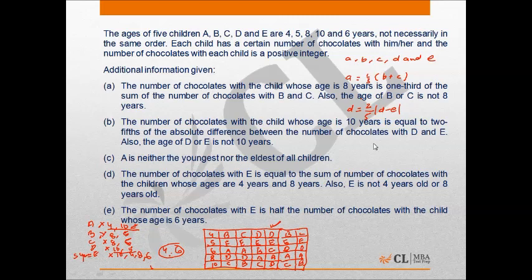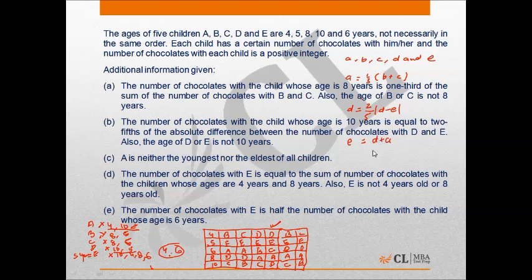In the next statement, the number of chocolates with E is equal to the sum of the number of chocolates with children whose ages are 4 and 8 years. So from this, E is equal to the chocolates with 4 and 8 years, D and A. D plus A is equal to E.